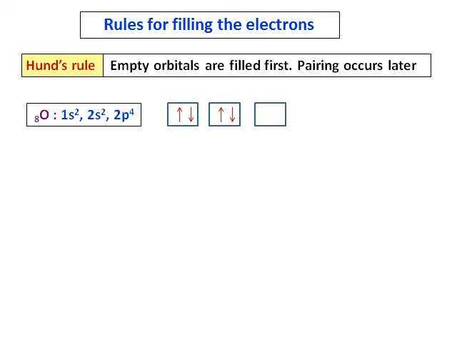Now let's go to the p orbitals or the p subshell, and there are 3 boxes in there. So what we do is we fill in only the empty orbitals first, and then the 4th electron pairs up only after we fill up the empty orbitals.